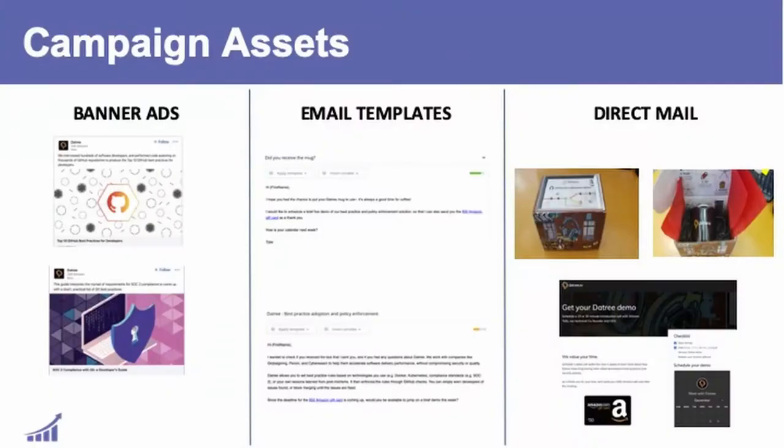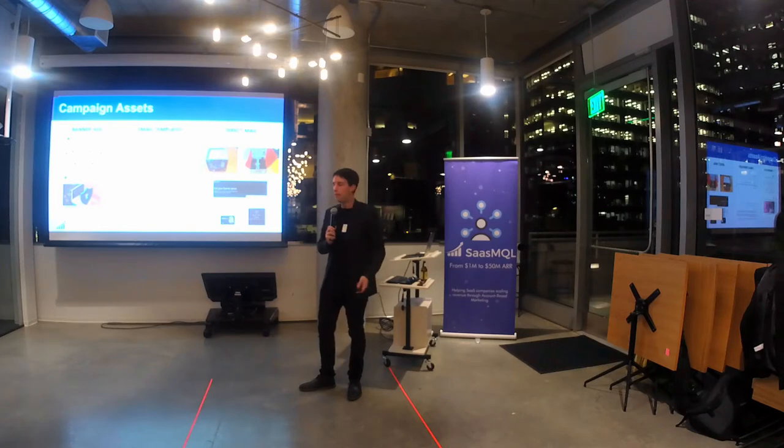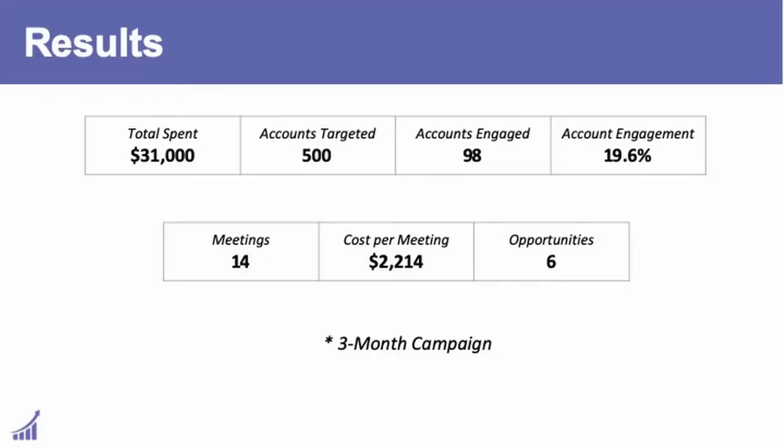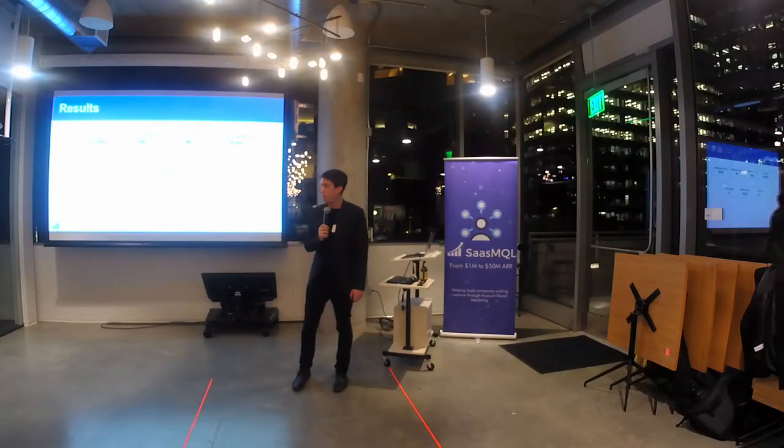So you can see the same thing, the details for the team, the email templates, and then the box that was very developer and engineering speaking. We had a specific landing page that you can see there. And so that's what we use to drive engagement. This was a longer campaign we did for a longer period of time. So we spent $31K. We were targeting 500 accounts, we engaged 93 accounts, close to 20% engagement, generated 14 meetings and 6 opportunities at $2,200 a week. All very, very profitable investment for both sides.